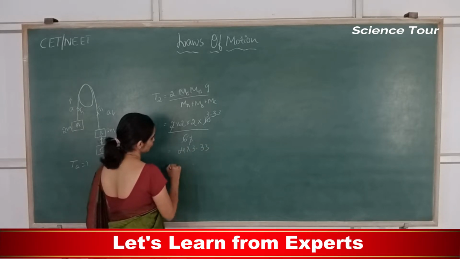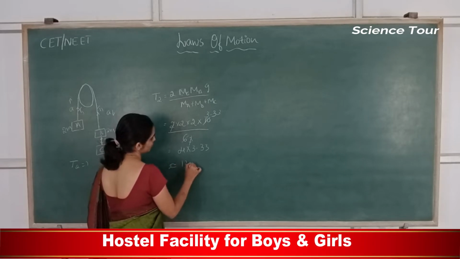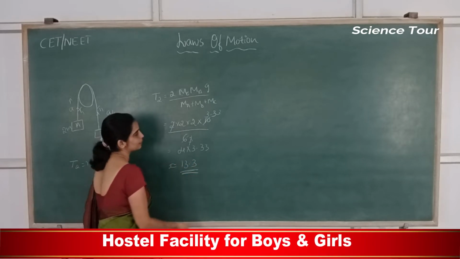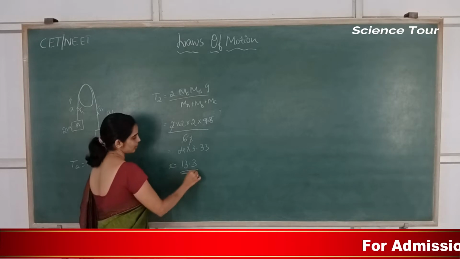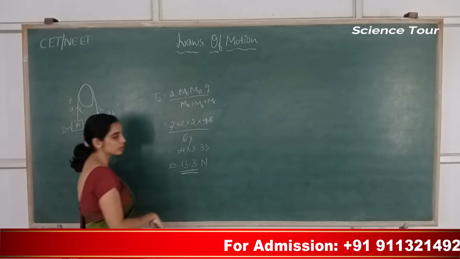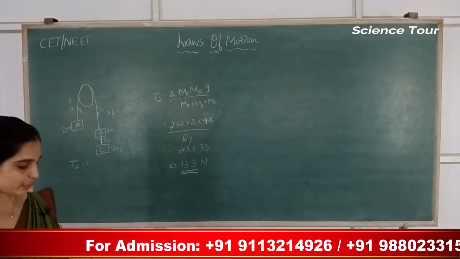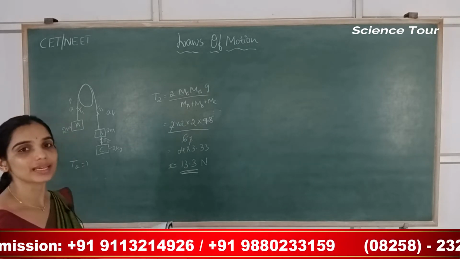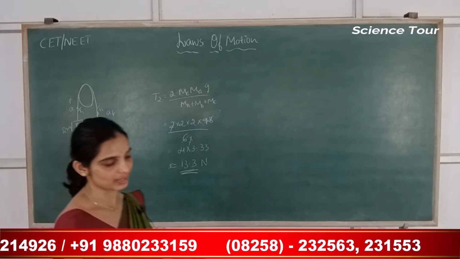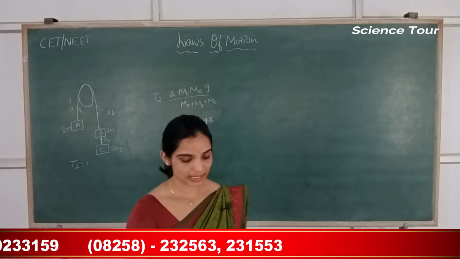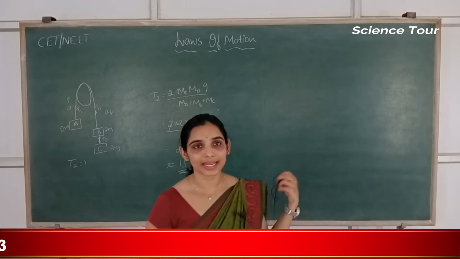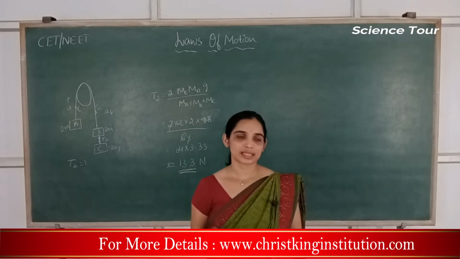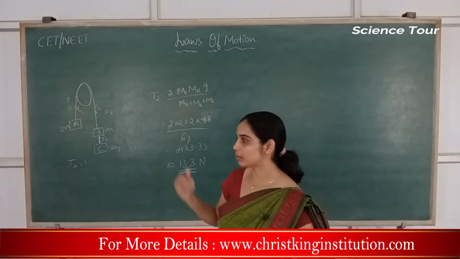So, almost you should get 13.3. Or if you take 9.8, that is also fine. You will get 13.33 Newton if you do the calculation. So option C is the right answer. 13.33. So in case I can't remember the formula, still I have to go with the free body diagram.